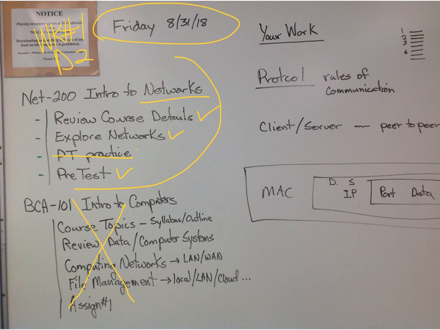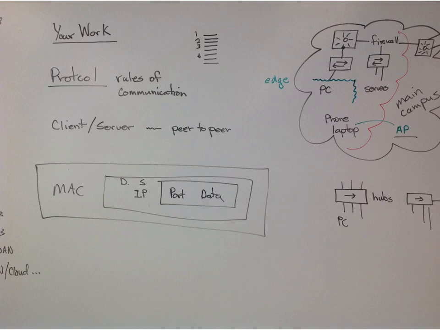Alright, let's move on to the next page. We talked a little bit about media and wire. Protocol, rules of communication. We talked about client-server. We'll talk some more about that in the diagrams, and we also talked about peer-to-peer networks. We talk more about this later on.